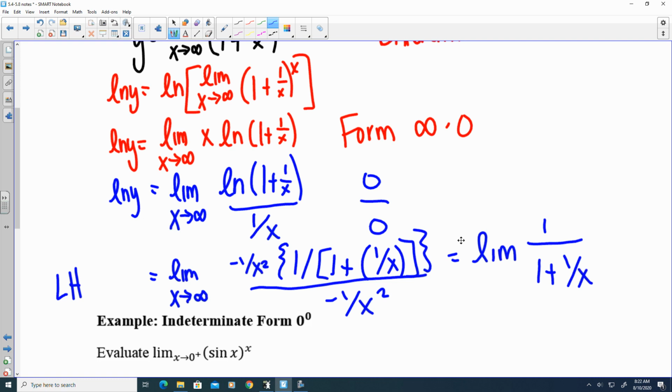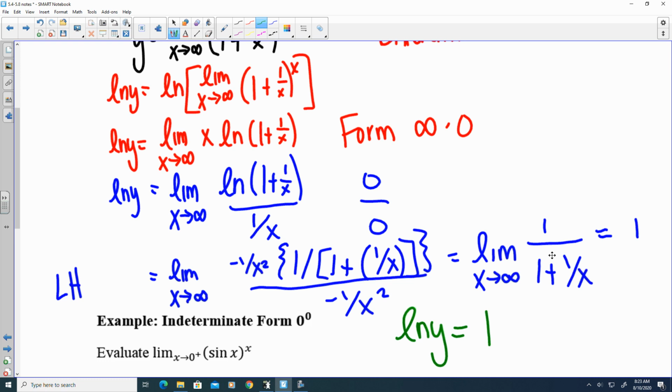So I take the limit of this. Oops, I should probably say what we're taking the limit at. Notation, notation, notation. And this becomes 1. So now keep in mind that at the very beginning here we had natural log of y equals whatever this limit answer is. So natural log of y equals 1. Because at the very beginning we took the natural log of both sides to make this question possible, we have to remember that it's still there.